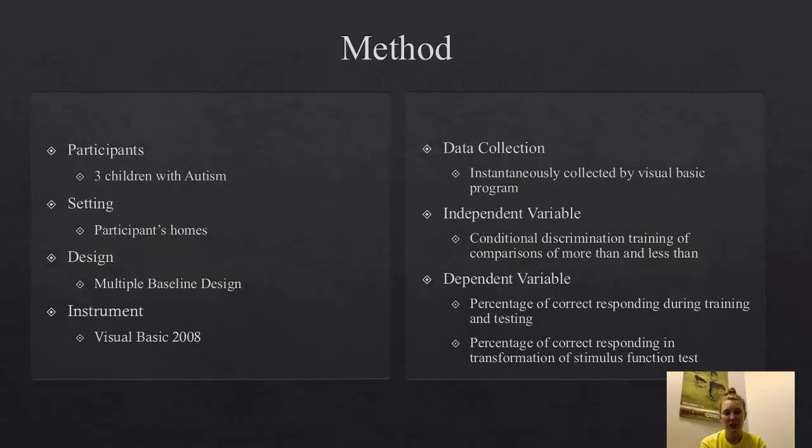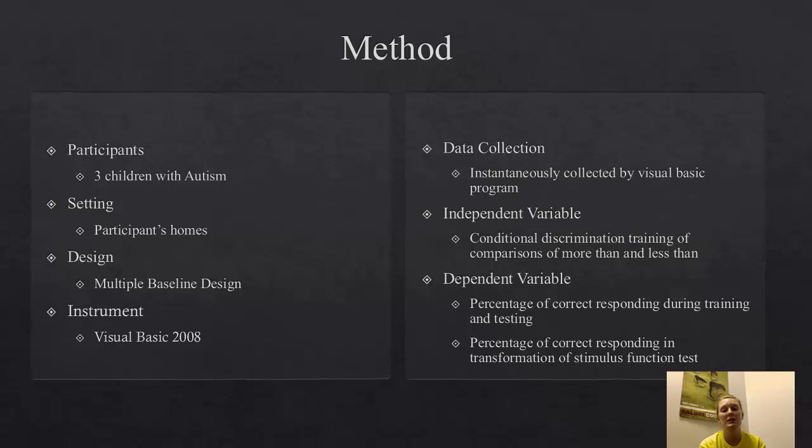The participants in this current study were 3 children, all diagnosed with autism spectrum disorder. They were 3 males, aged 9, 10, and 11. The setting for the study was in the participants' homes, and there was always an investigator there with them. The design was a multiple baseline, and the instrument used was the Visual Basic Express 2008 edition.